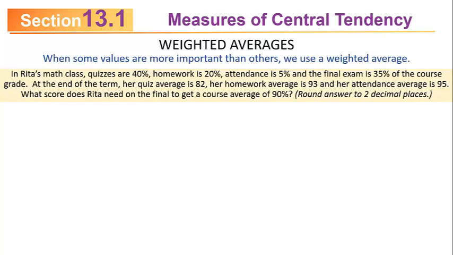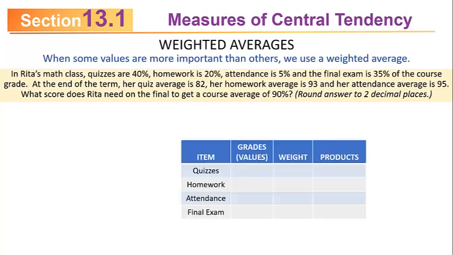This is another weighted average because things count differently. The quizzes are 40%, the homework's 20%, and so on, so they're not equally weighted. My recommendation with the weighted average problems is to do it by table. You need to list in a column all the things that make up the course grade: quizzes, homework, attendance, final exam. I did that in the first column.